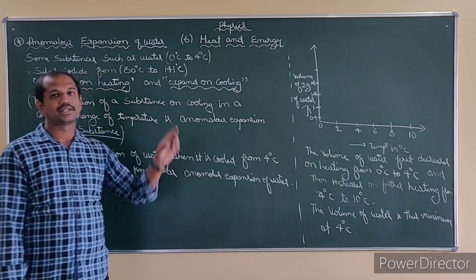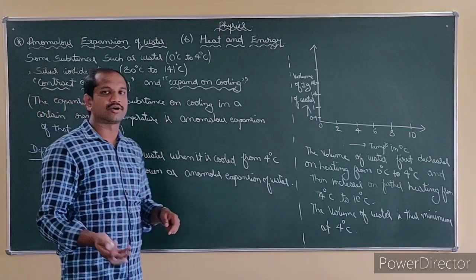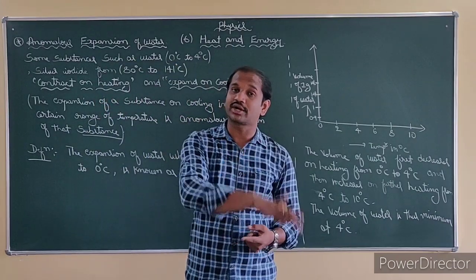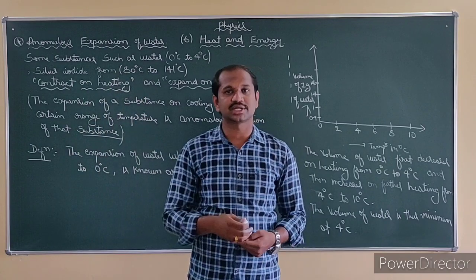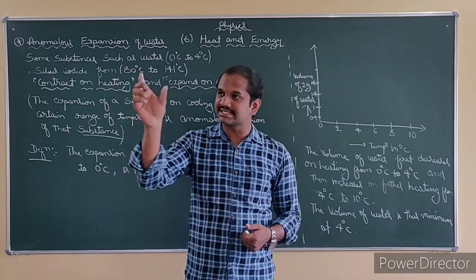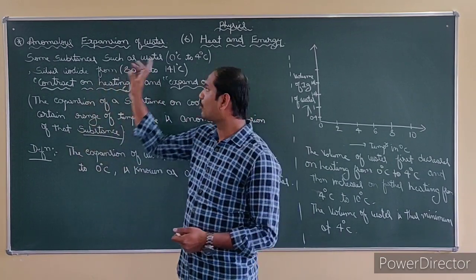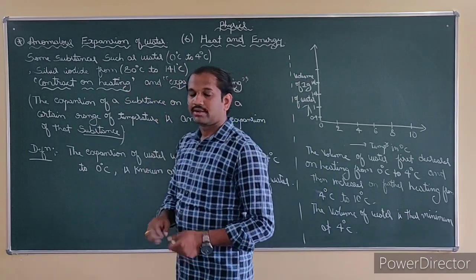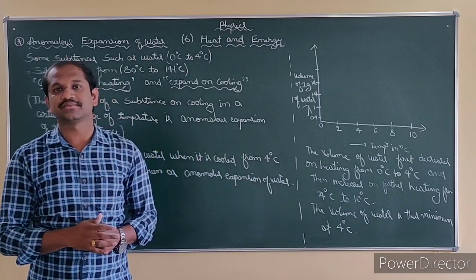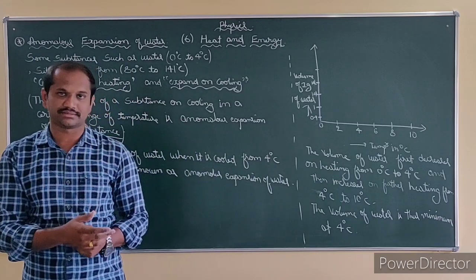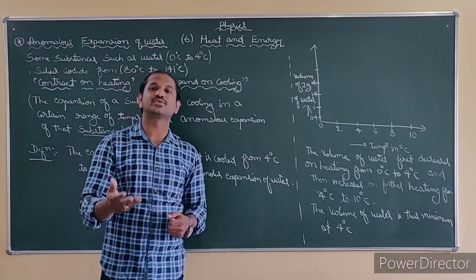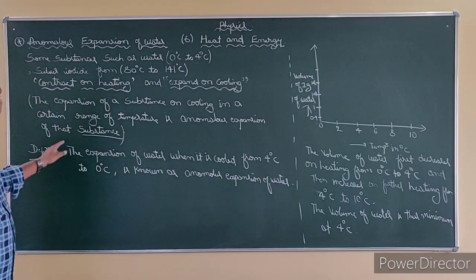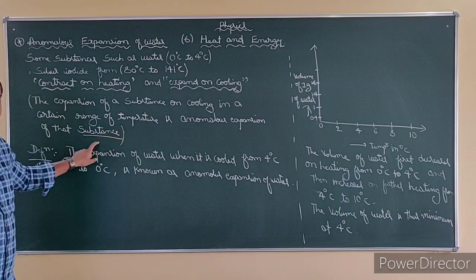But you will understand the only difference between the normal thing and anomalous. Usually substances expand on heating, contract on cooling. But in anomalous expansion, some substances at certain temperatures, for example, water from 0 to 4, silver iodide from 80 to 140, behave in an opposite way. That is, expand on cooling, contract on heating. So this is what we mean by anomalous expansion of a substance.